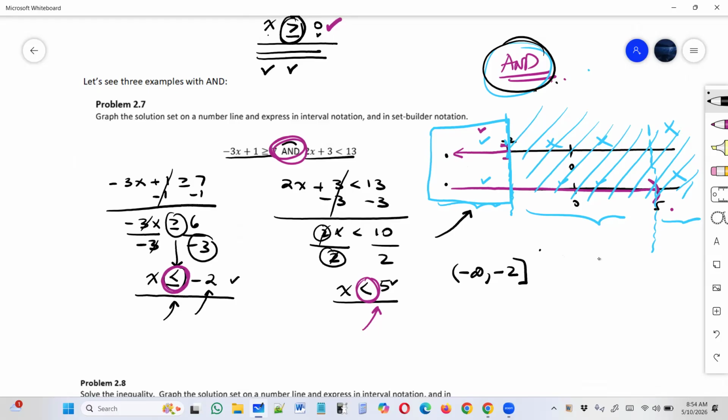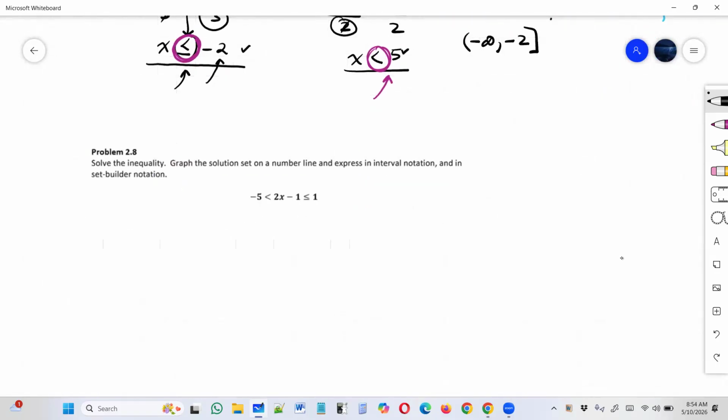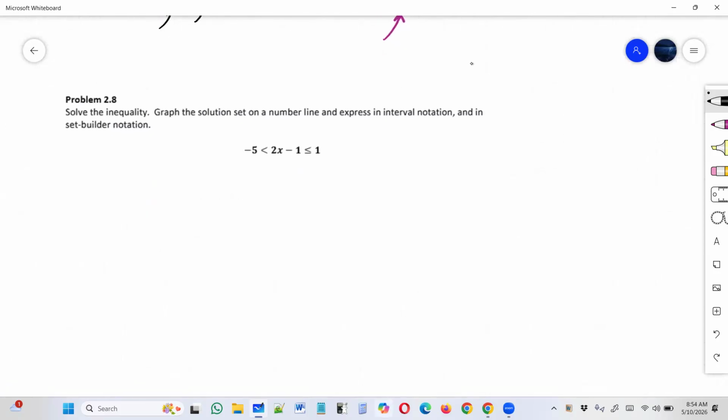All right, let's see another case, which is a variation of the AND. It's still an AND case, but it looks different. Okay, so here's the case. This is what we call a double inequality, but this is an AND case, okay?